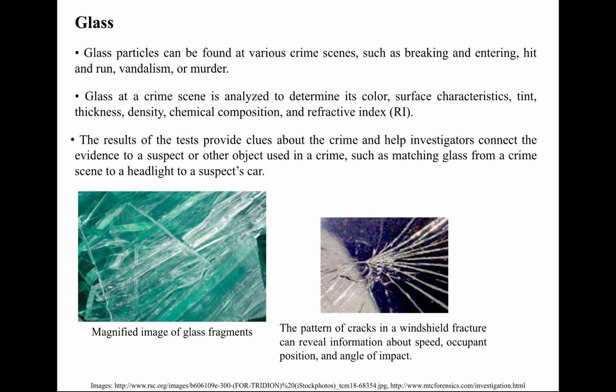The results of these tests will provide clues about the crime, and it helps investigators connect evidence to a suspect or another object that might have been used in the crime. For example, matching the glass from a crime scene to a headlight on the suspect's car. Down here, you can see this is glass under a microscope, so it's magnified and you start to see the details on the glass. Also, patterns in whenever the glass is cracked or broken can reveal a lot of information about speed, position, or maybe angle of impact.